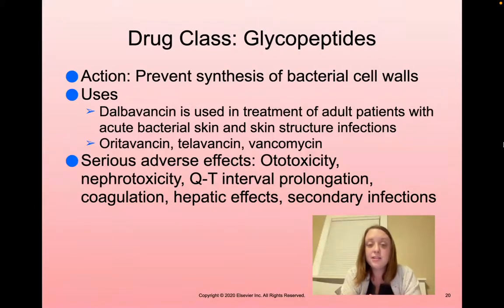They do have some pretty serious adverse effects, though. Ototoxicity can happen, nephrotoxicity, they can prolong the QT interval, coagulation can be affected, hepatic effects can happen, and secondary infections can also occur. Vancomycin can be a pretty severe vesicant, so we have to be careful in monitoring our IVs. This is also a medication where we might commonly be measuring troughs and peaks of the blood levels of this particular drug.